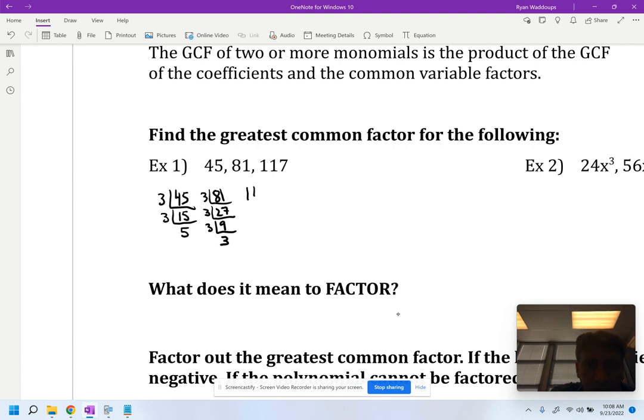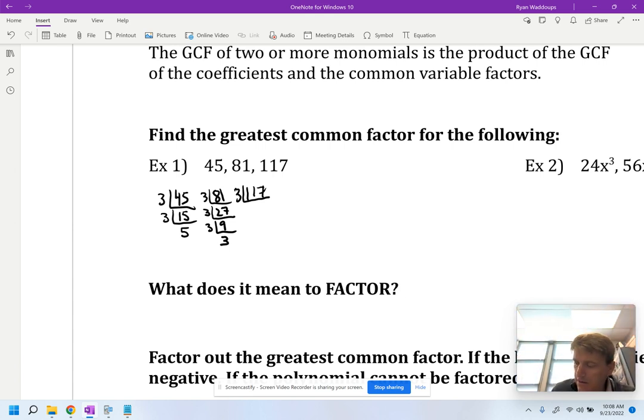And then we look at 117. And 3 will go into 117. It goes in 39 times. And 3 will go into 39 as well. 3 goes into 39 13 times. And 13 is prime, and so we're finished.